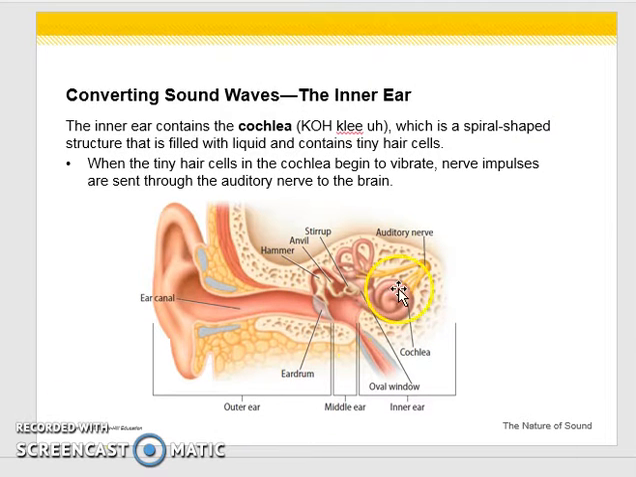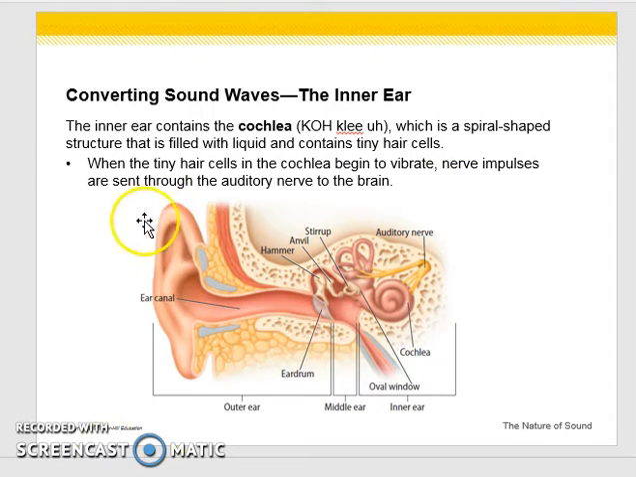The inner ear contains a cochlea, which is a spiral-shaped structure that is filled with liquid and contains tiny hair cells. When the tiny hair cells in the cochlea begin to vibrate, nerve impulses are sent through the auditory nerve to the brain, through here and then to the brain.